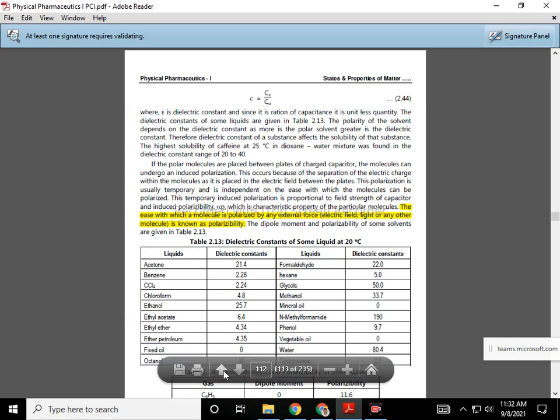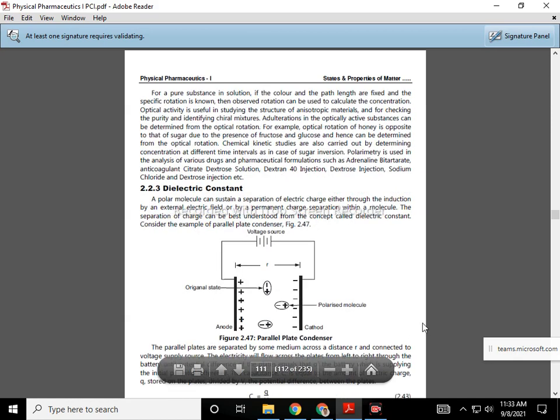Now you have come to know how the dielectric constant value is very useful for us. From the dielectric constant value we can easily guess who is having the polarizability, meaning in simple words who is having the more solubilization capacity.